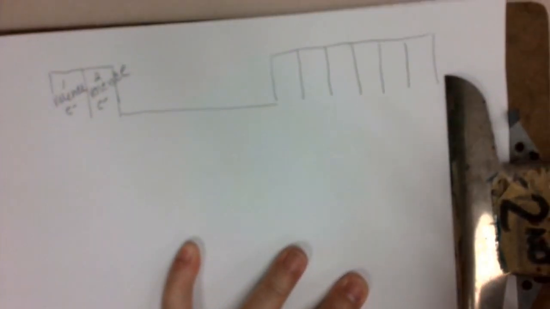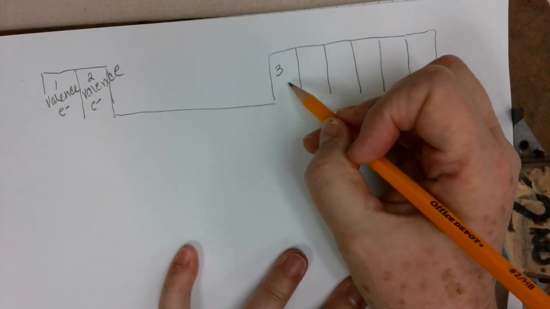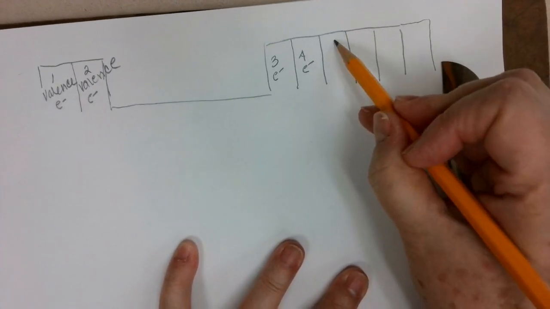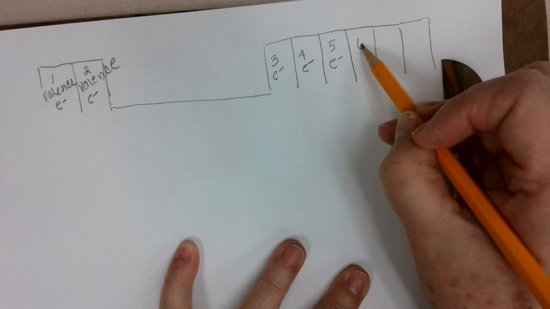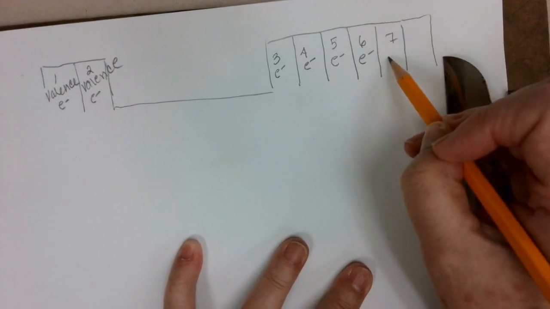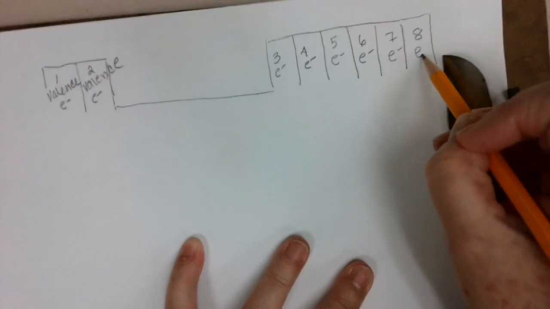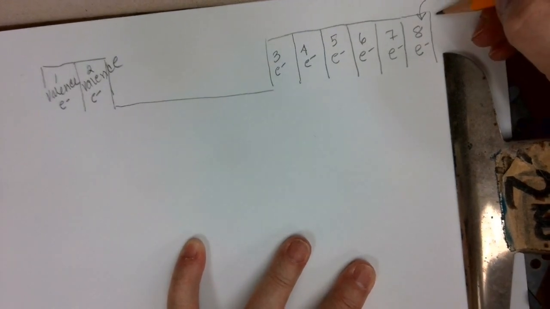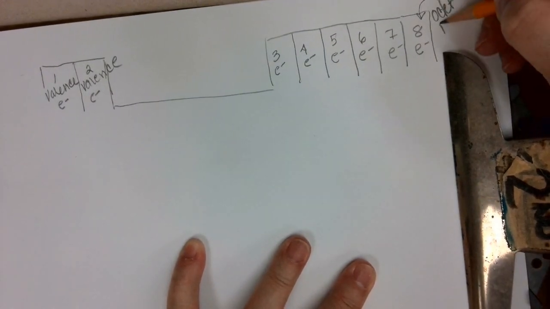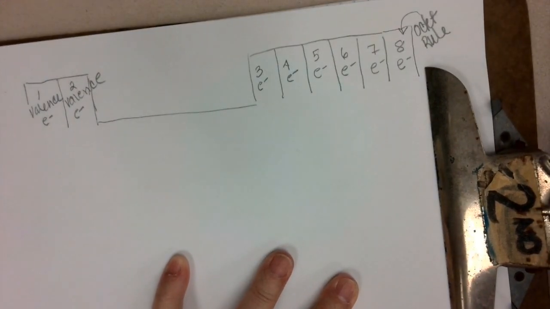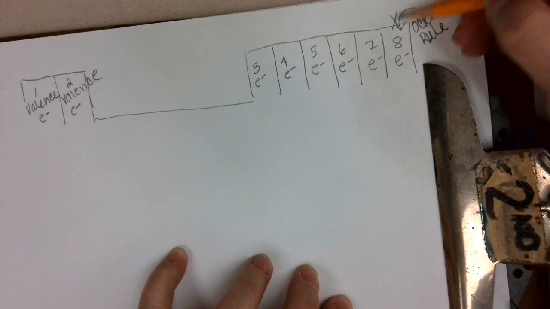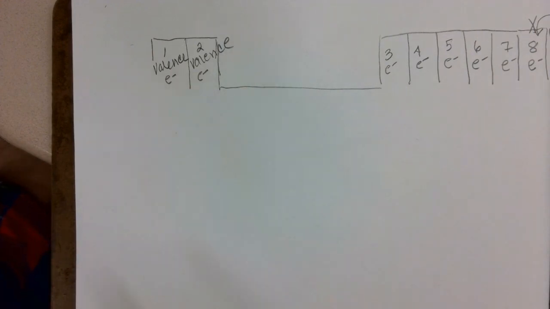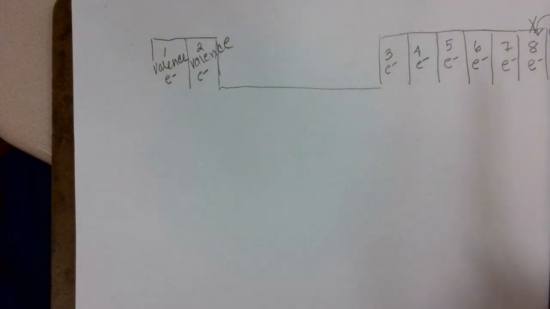And we said for column 13, this was 3 valence electrons, this was 4 valence electrons, then 5, 6, 7, until we got to 8. And this is our full outer shell. That represents basically what the octet rule is all about. Okay. So we're not interested in column 18 right now. We're going to ignore column 18. We're only interested in column 1, column 2, then 13, 14, 15, 16, 17.